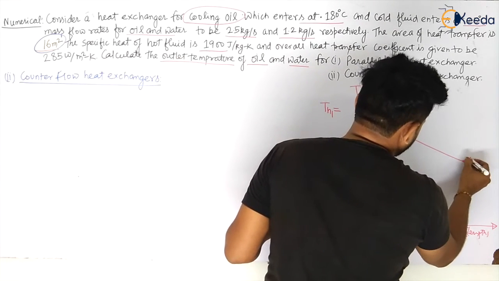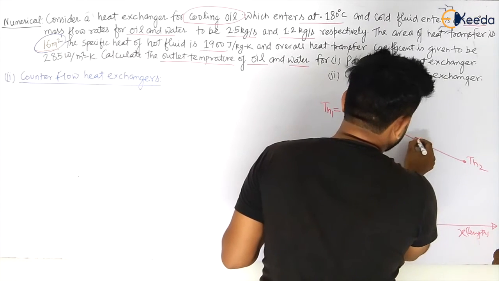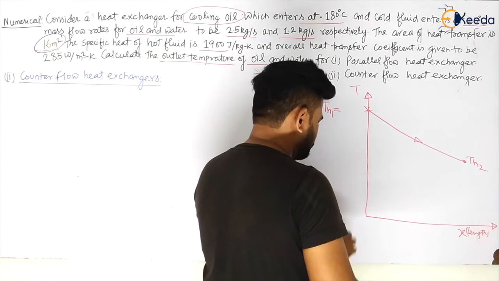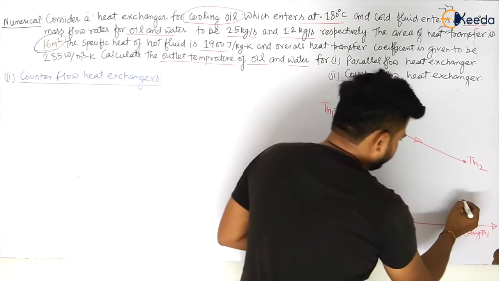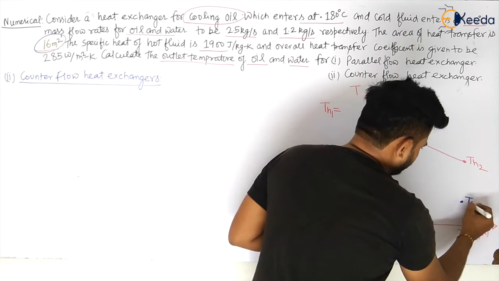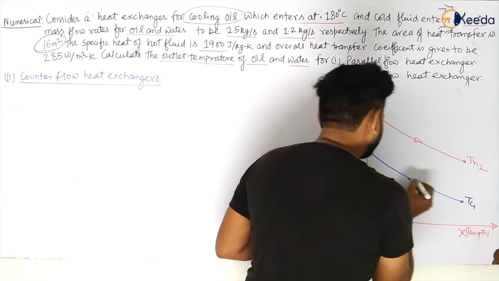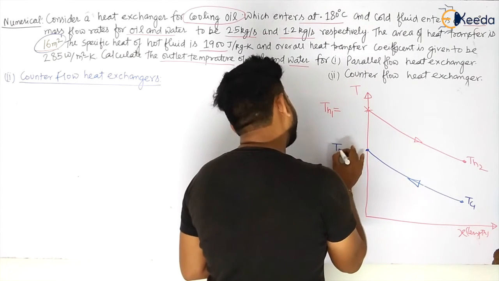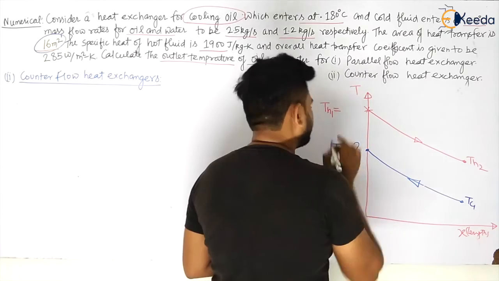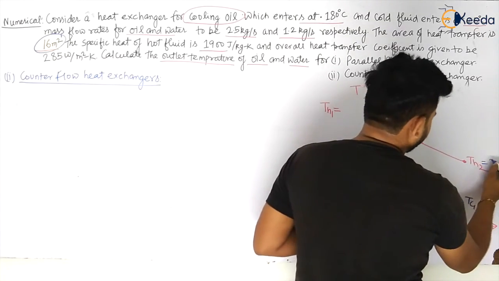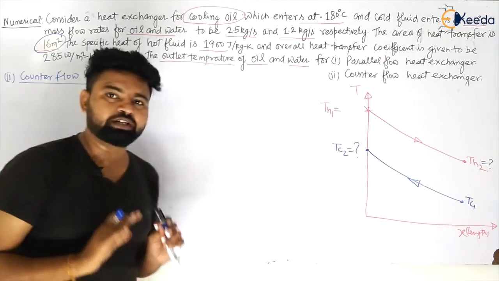So this is your TH1, this is your TH2, and this is a counter flow case. So the fluid will enter from opposite direction. This is your TC1, my dear students, and in opposite direction it is flowing. This will be your TC2. So you have to calculate TC2 and TH2, the outlet temperatures in both the cases.